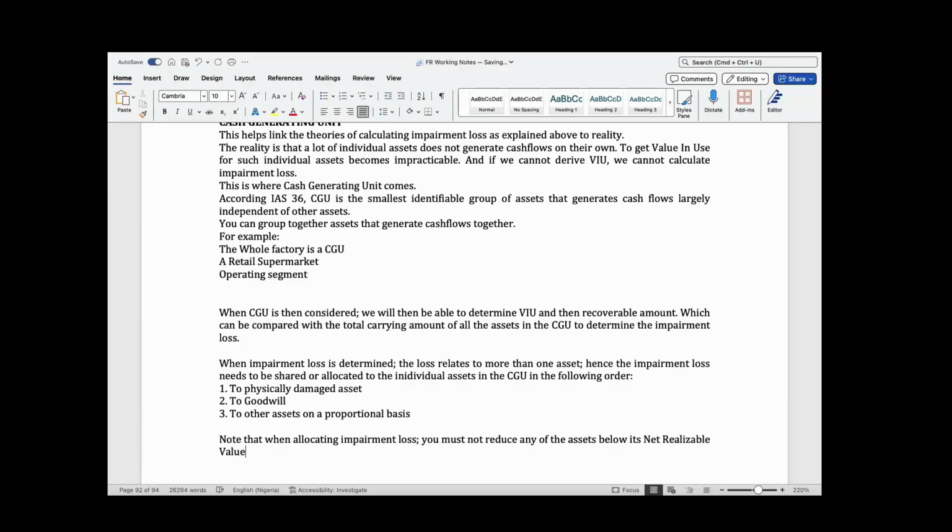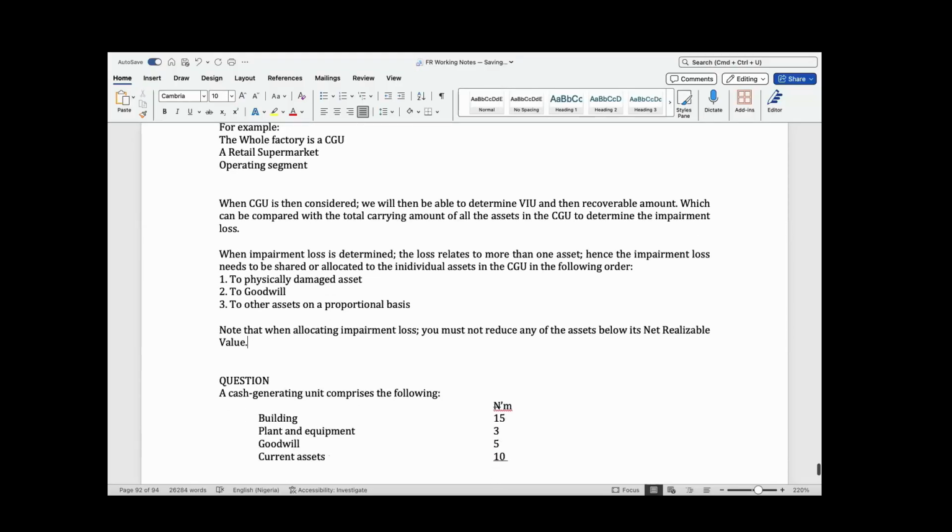If you reduce it below, then there's a problem, because you are then understating your assets. Don't let it go below. You need to be tracking the assets that have net realizable value and ensure that when you are allocating impairment loss, you must not reduce any of the assets below its net realizable value. Otherwise, that's a challenge for us.